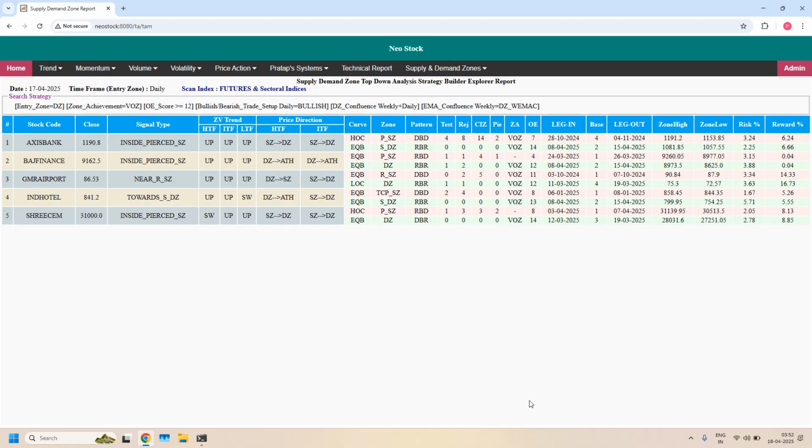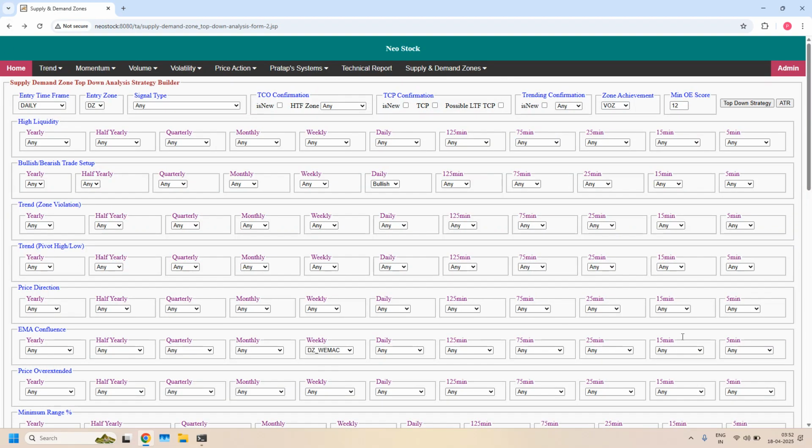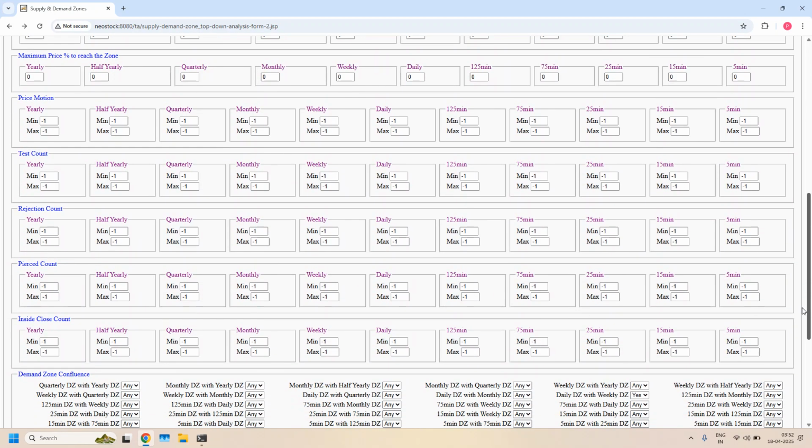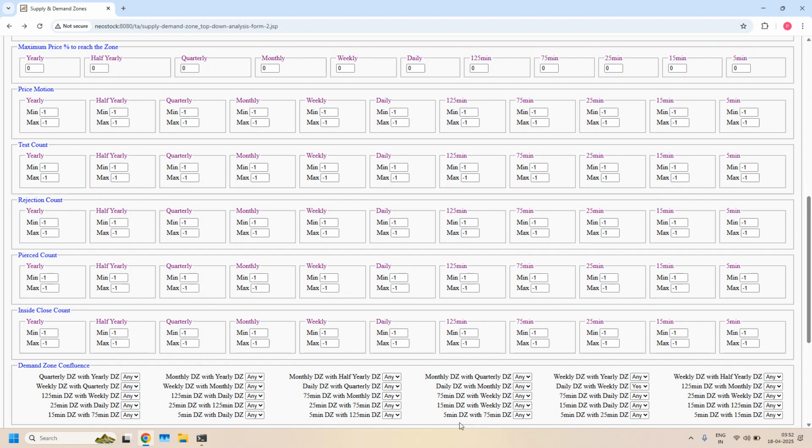LTF, ITF demand zone confluence and ITF EMA confluence. Next, we will look into LTF, ITF and HTF demand zone confluence supported stocks. That is daily, weekly and monthly demand zone confluence support. First, I am removing this weekly EMA filter because it is ITF specific. Now we should focus on HTF. So in the demand zone confluence, I am going to add 3 filters. First filter is the daily and weekly demand zone confluence. It is already enabled. Next, daily and monthly demand zone confluence. And third, weekly and monthly demand zone confluence.